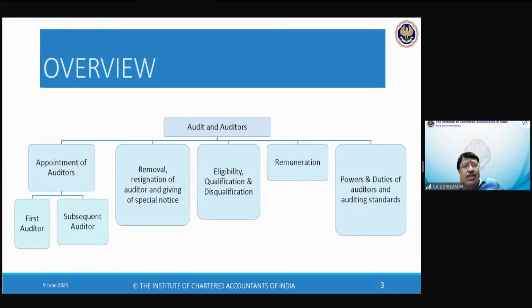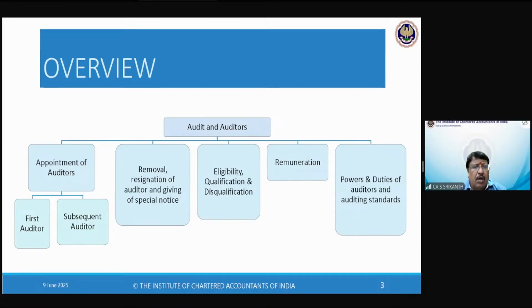Chalo. Now, what is the topic about? First of all, appointment. How are auditors appointed? Two categories of auditor. The first auditor, company's year of incorporation. As soon as the company is incorporated, it should have an auditor. Then subsequent auditors. Now I'm going to let you in on an important secret point here. Not a secret, it's a rule, you can say.